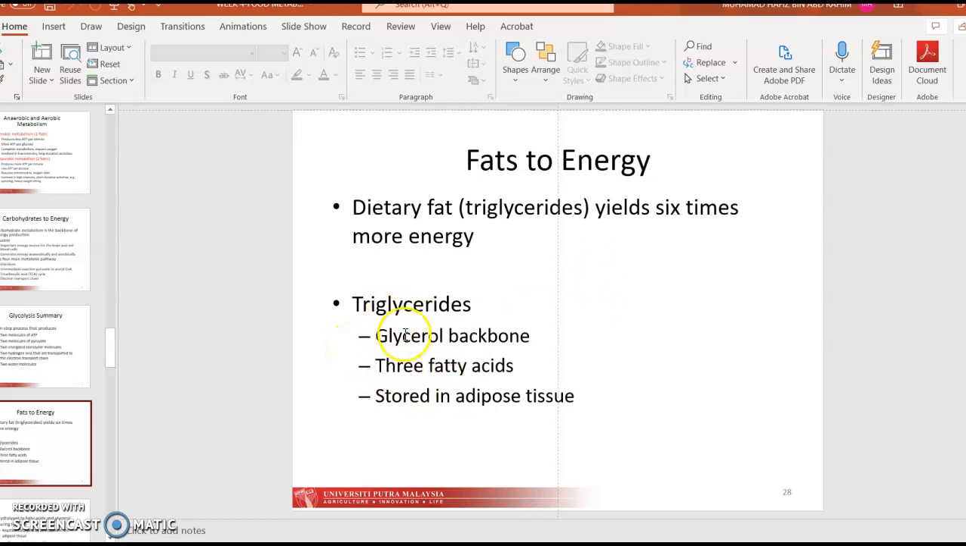The triglyceride basically consists of a glycerol backbone attached to three different fatty acids. The fatty acids don't have to be the same. For example, the first fatty acid can be stearic acid, the second can be palmitic acid, and the third can be oleic acid. It is usually stored in adipose tissue.